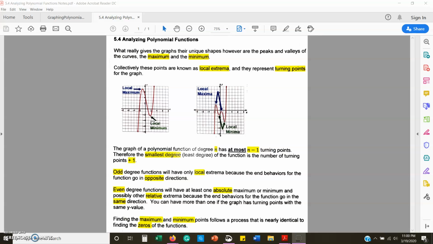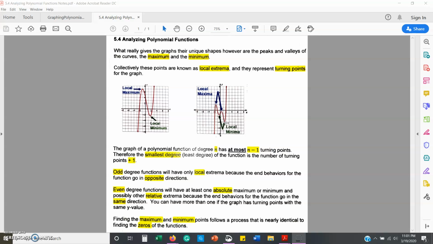And that's where we also get the idea that the smallest degree, or the least degree, depending on what book you look at or who you're talking to, of a function is the number of turning points plus 1. So that's why I looked at that first example and said, well, it's going to be a third degree. There are 2 turning points. 2 plus 1 is 3. Over here on the second example, there's 1, 2, 3, 4 turning points. So the smallest degree, or the least degree, is going to be 5, because 4 plus 1 is 5.